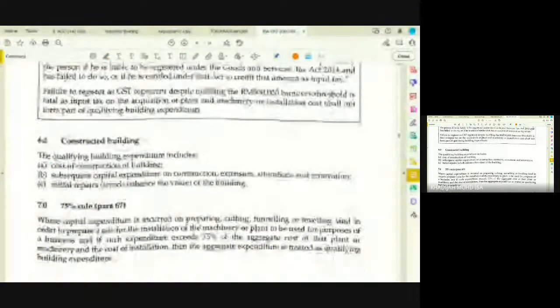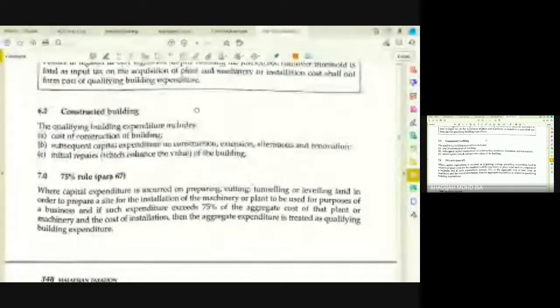Okay, 6.0, when talking about a constructed building, the QBE includes cost of construction and then subsequent capex on construction, extension, alterations, and renovation. And you also have the initial repair. So sometimes you purchase a building, for example, or when you construct, you have to do initial repairs too, demolition, all these things, which enhance the value of the building. So all this will be part of your QBE.